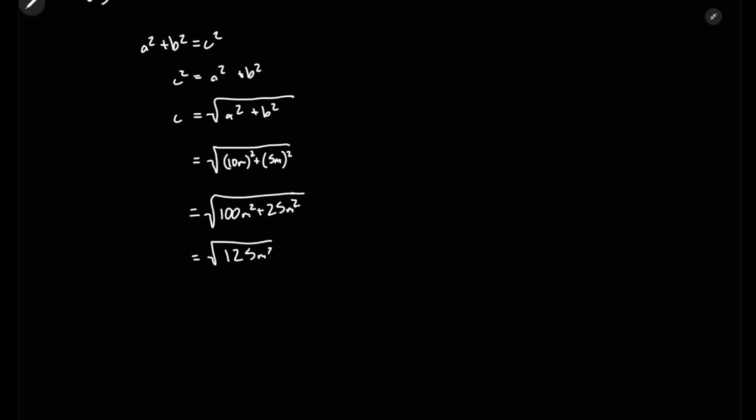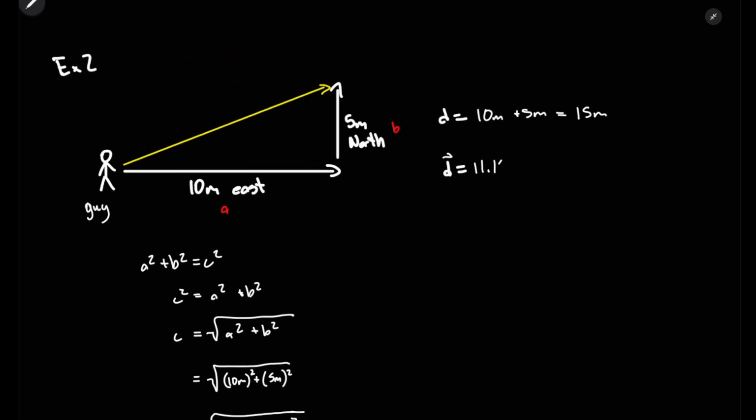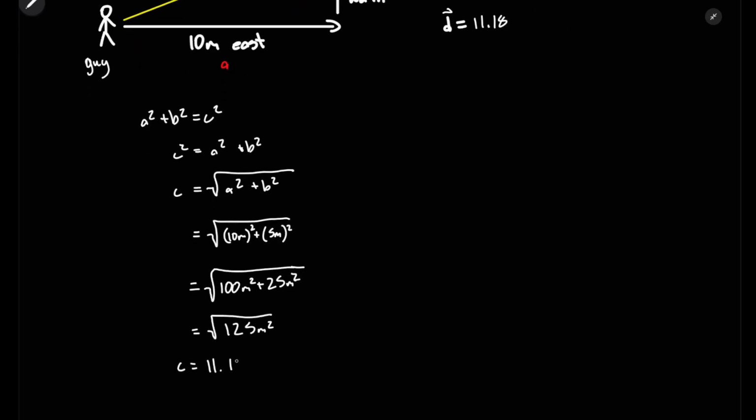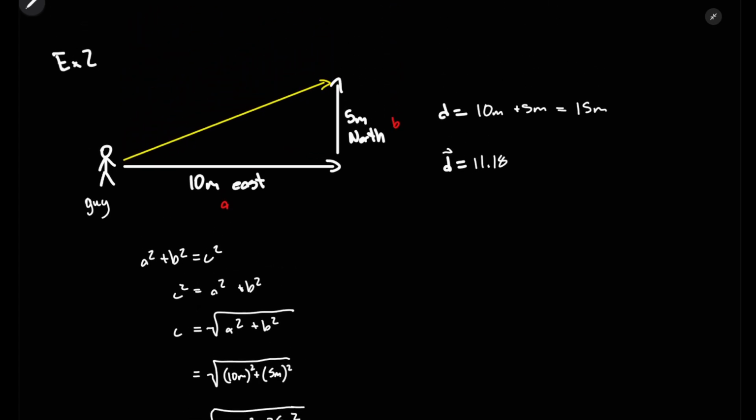If I didn't have a calculator, I'd write 5 under root 5 meters. But I do have a calculator, and you're going to need a calculator for most of these lessons, especially when it comes to the next step. So C is equal to, let's calculate this real quick, 11.18 meters. 11.18 meters is our C. Yay, we got the displacement, 11.18 meters.